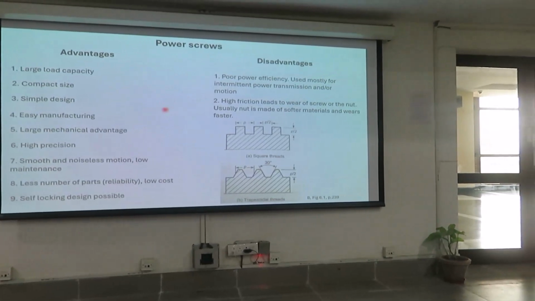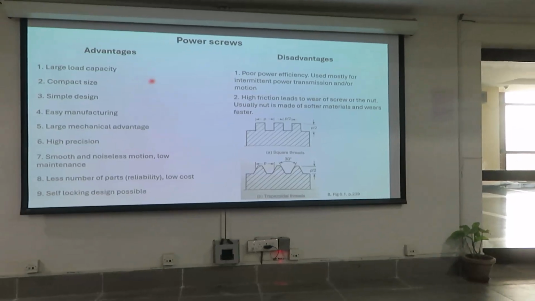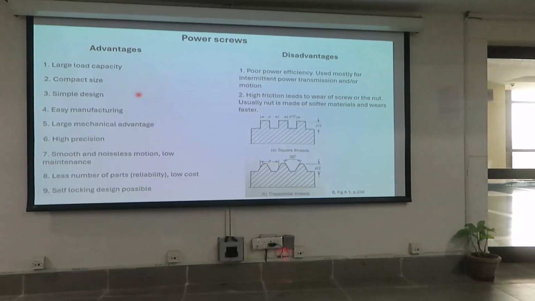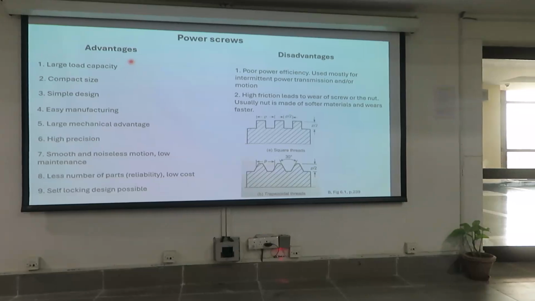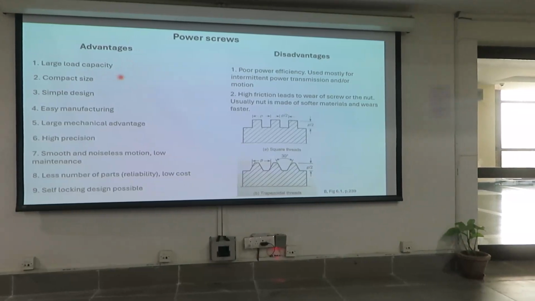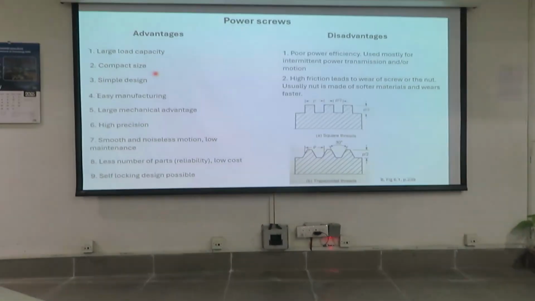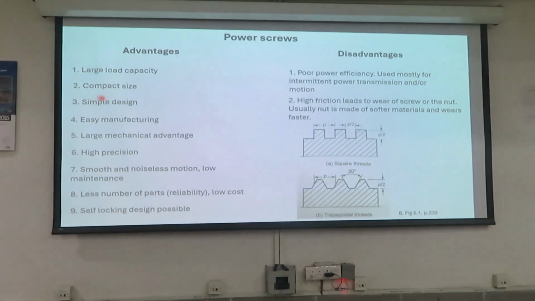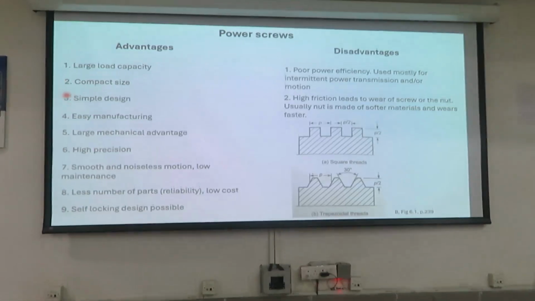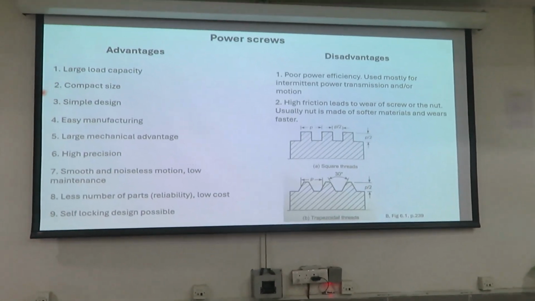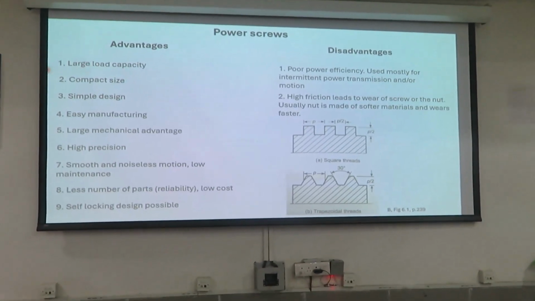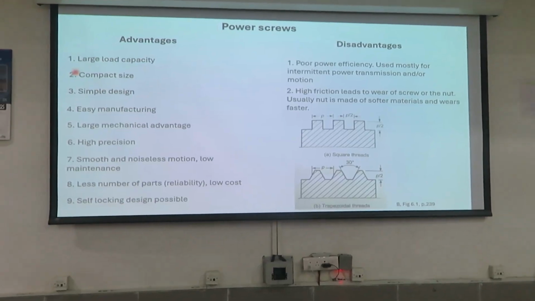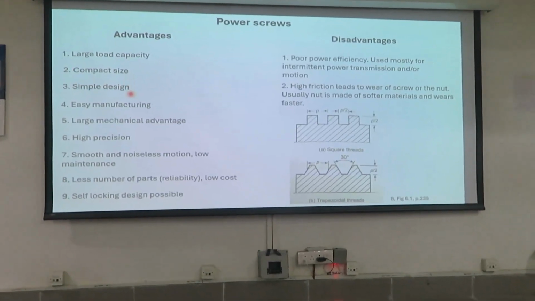Just going through some of the advantages and disadvantages of power screw. So the large advantages are large load capacity and compact size. This is very, very important because in many engineering applications you need to have compact size, and the power screw provides a very good compact size. Instead of this, if you take any other mechanism, it will take a lot of space.